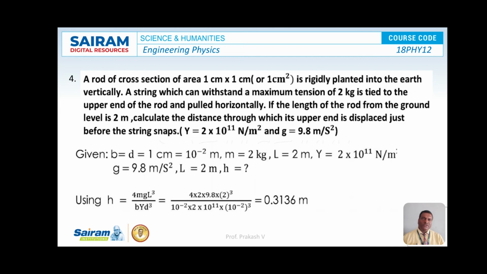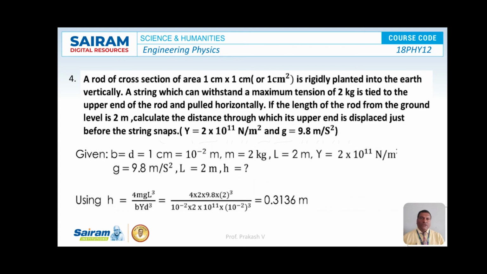Here the Young's modulus is 2 into 10 to the power of 11 Newton per meter square and the acceleration due to gravity g is 9.8 meter per second square. So according to the data given, b is equal to d, that is 1 centimeter, that is equal to 10 to the power of minus 2 meter, and mass m is equal to 2 kg and the length of the rod is 2 meter and Young's modulus is 2 into 10 to the power of 11 Newton per meter square and acceleration due to gravity g is 9.8 meter per second square and L is 2 meter. So what is h here? That's what we have to calculate.